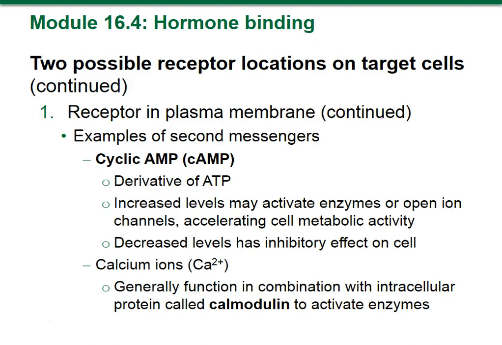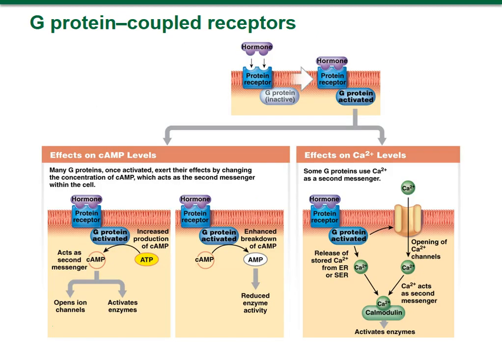Okay, and these next couple slides just reiterate what was just on that previous slide. It gives this first example, which is cyclic AMP, which is a derivative of ATP. Increased levels of that can activate enzymes, or it can open ion channels, and that will cause metabolic activity to increase, or have decreased levels that are inhibitory on the cell. They can also have impacts on the calcium ions, which showed in that second part of that earlier picture. They function in combination with intracellular protein that we call calmodulin.